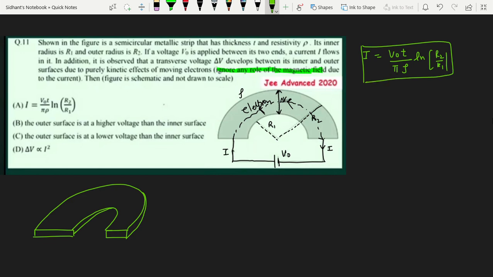Now what I have done is, for your convenience, I have drawn a three-dimensional view of this particular figure. This strip that I have drawn below is the three-dimensional view in which I can highlight the thickness of this particular strip also. So this is that particular thickness. As you can see, this is the thickness of the strip. The thickness given in the question is T, right? And voltage is applied, that is our V naught, right?